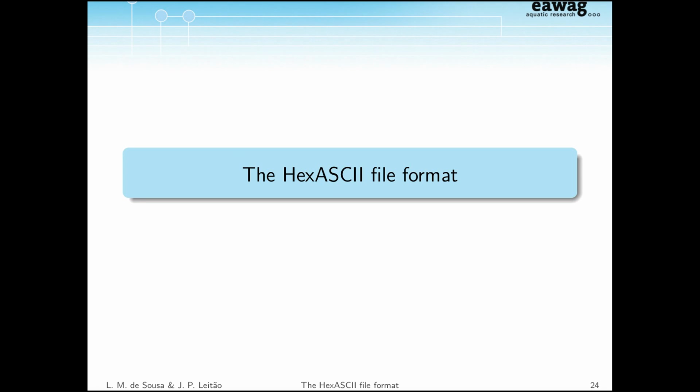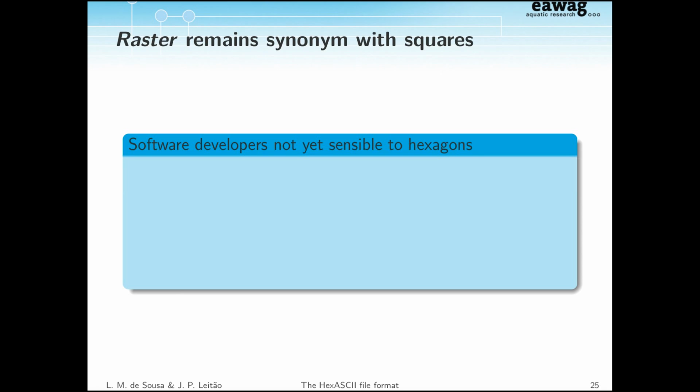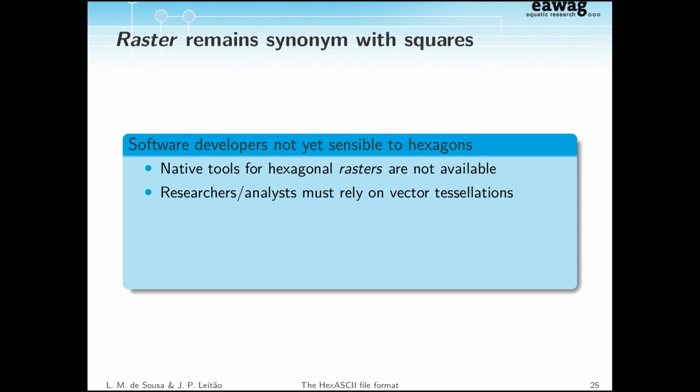Okay, so knowing these advantages, we come now to the HexASCII file format. The fact that hexagons are known to be advantageous in various aspects relative to squares has not yet produced software that would ease their use. Developers in general are not really sensitive to these matters, apparently. So if we want to work with hexagonal rasters, you do not have the tools available for that.